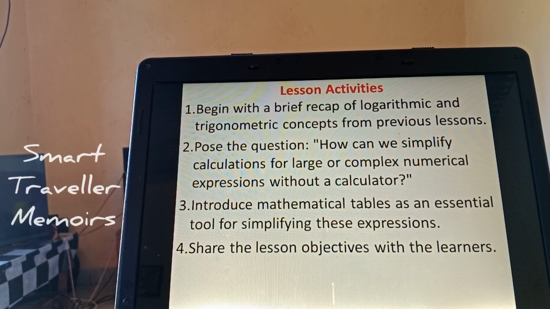Lesson activities begin with a brief recap of logarithmic and trigonometric concepts from previous lessons. I have videos on these things in this channel, so you can peruse this channel and you come across logarithms and trigonometric concepts. Pose the question, how can we simplify calculations for large or complex numerical expressions without a calculator? Introduce mathematical tables as an essential tool for simplifying these expressions, and you share the lesson objectives with the learners.